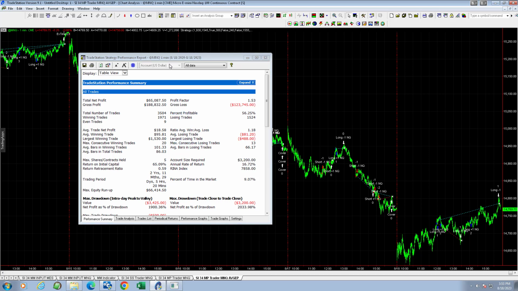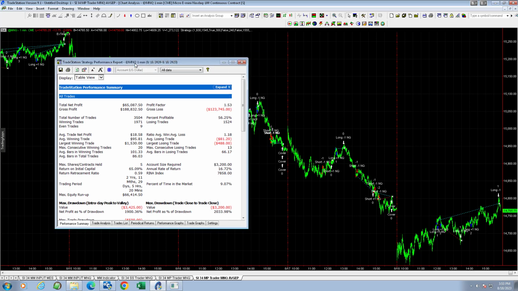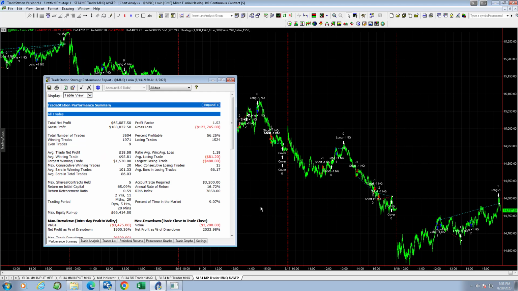And this one does better on the minis. It doesn't do as well on the micros. And so sometimes you get these differences between the micros and the minis. And just the raw setup, I tend to prefer the raw setups without adding too many rules. And I like the way you can restrict the number of contracts on this. And on this one, I programmed the average entry price.